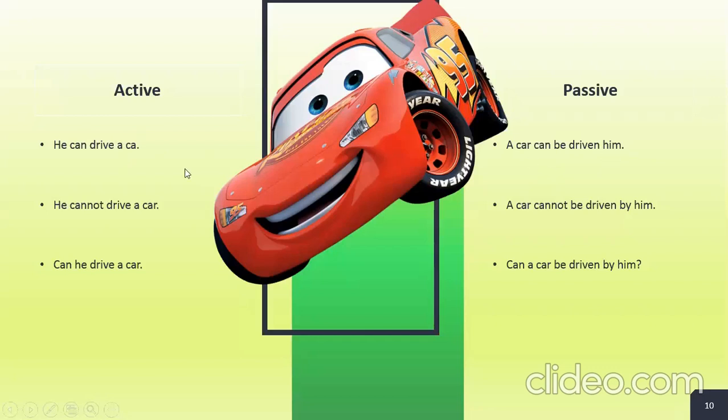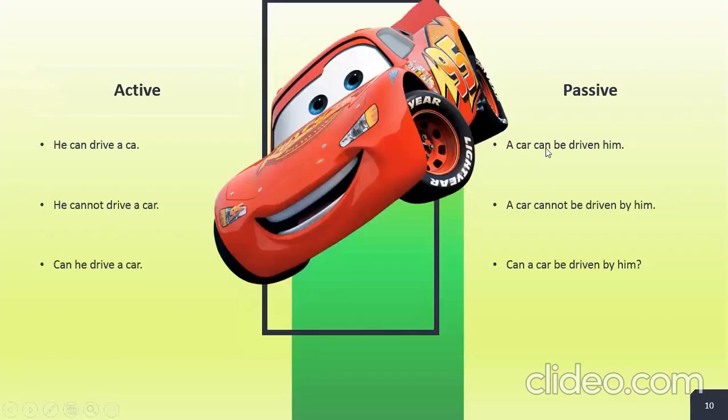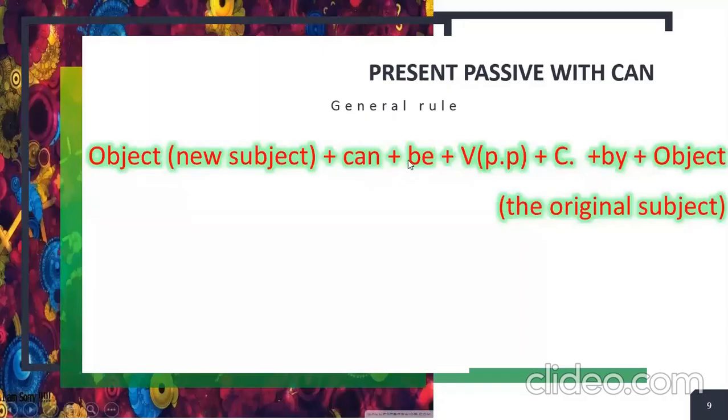By him. Pay attention that the verb to be, which comes after can, must always be in the infinitive form, which is be. So you cannot say, for example, a car can, is, or are, or anything like that. It should always be in the infinitive form, which is be in this case, right?